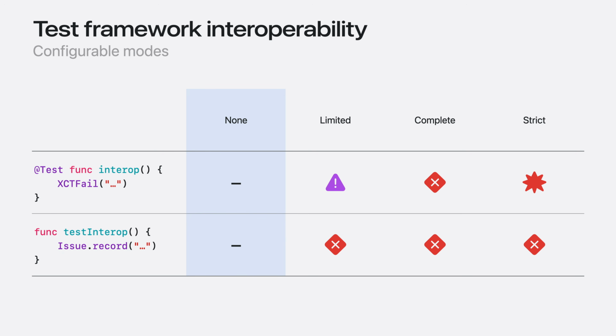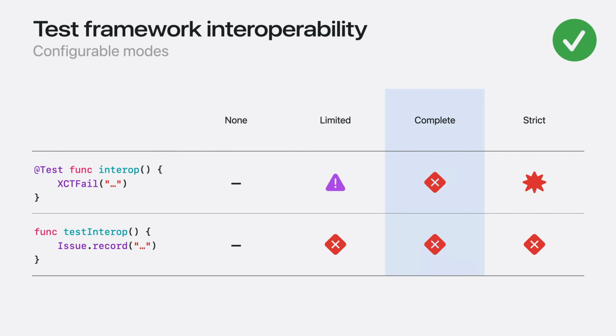You can set the mode to none to opt out of interoperability. After opting out, Xcode won't report cross-framework issues in either direction. But those issues can highlight bugs in your app. You won't catch those bugs if you disable interoperability. So, if you have to use this mode, only use it temporarily. Instead, prefer complete or strict mode.